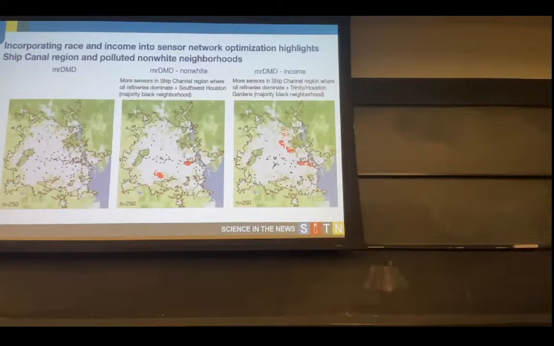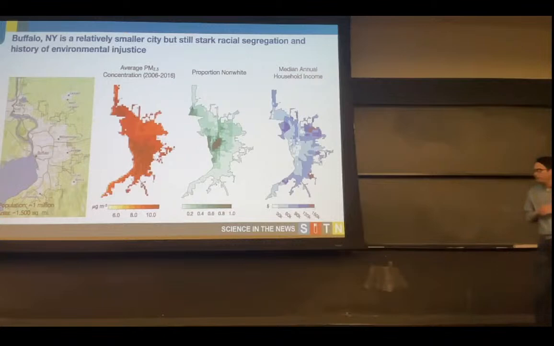So now we switch gears to Buffalo, New York. We tried to choose urban areas that are throughout the United States. Buffalo is much smaller in both space and population, only a million people. It's right off of Lake Erie, so there's a lot of lake breeze effects from the Great Lakes. You see that it's a pretty segregated city where north of downtown has the highest Black population, and also Niagara Falls and Love Canal, that's a very Black neighborhood there.